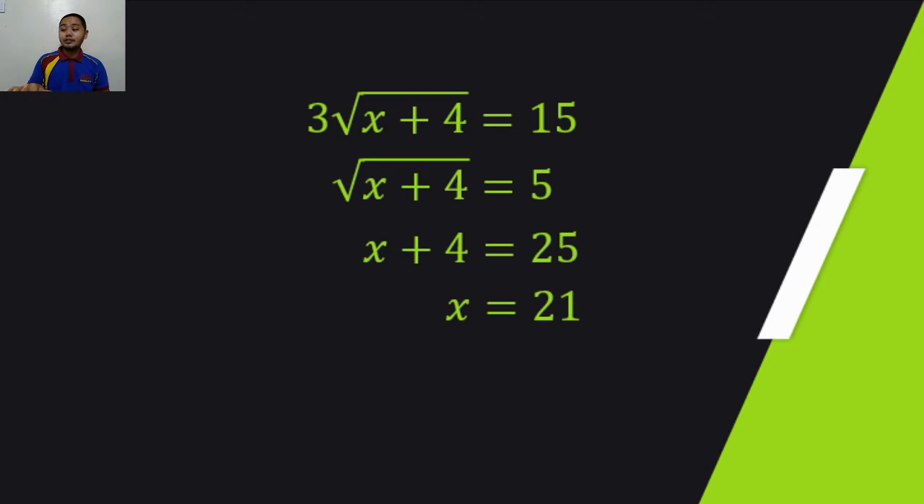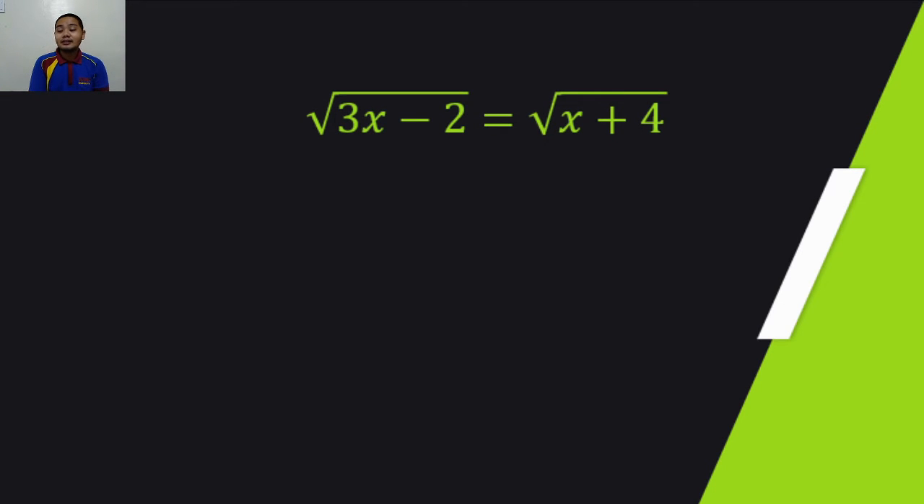So again, substitute natin siya dito. So if x is 21, this will be 21 plus 4 which is 25. 3 times the square root of 25 is actually 3 times 5 which is 15. So ibig sabihin, okay yung sagot natin. Sunod tayo. Yan. So kapag ganyan, kumbaga dumami lang yung radical symbol, pero mas madali yan.